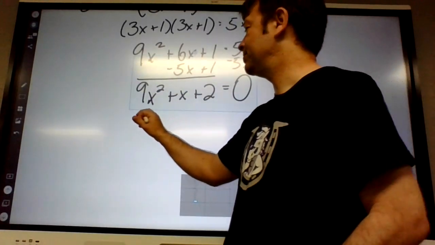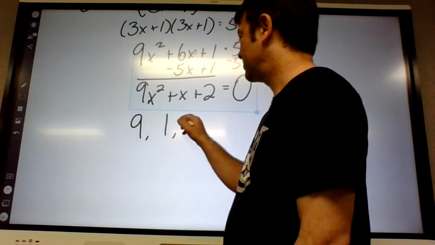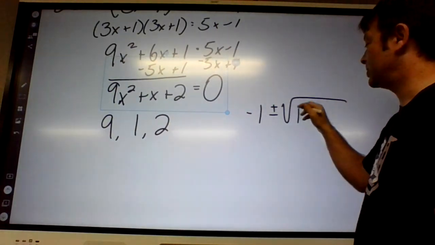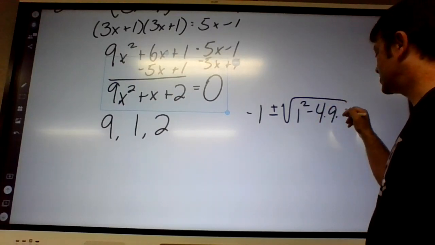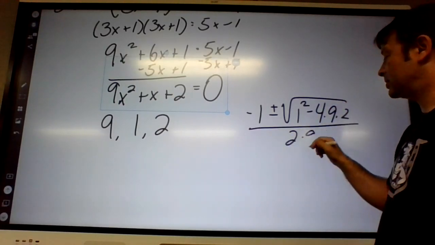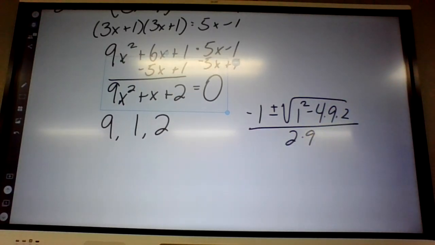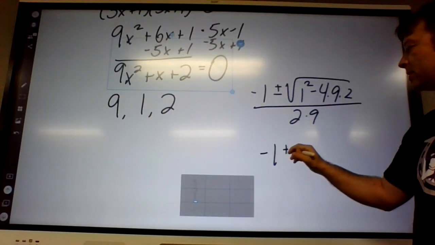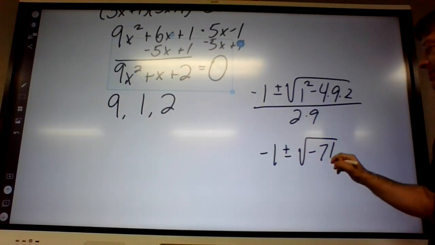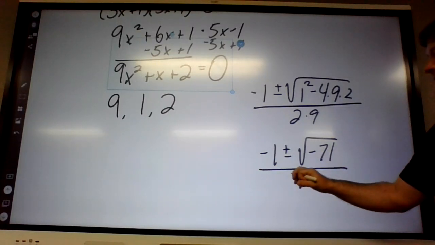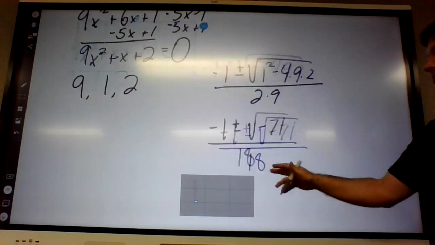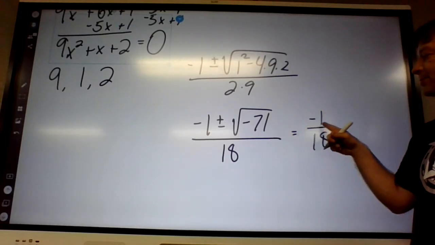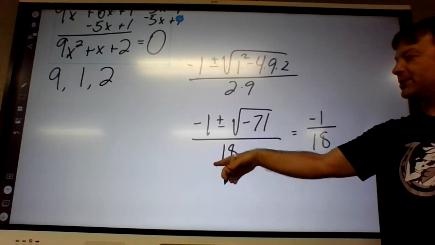So we're going to have to do quadratic formula. So negative b plus or minus the square root of b squared minus 4ac all over 2a. That is not correct. Okay, I got negative 71 inside the square root, inside the radical. So how is this going to simplify? Negative 1 over 18. By the way, if this reduced right here, you would need to reduce it.